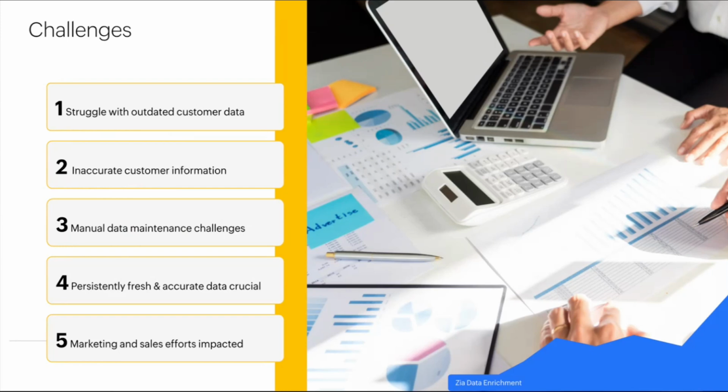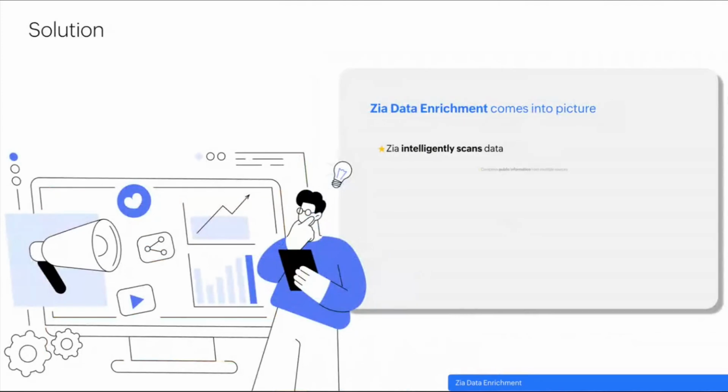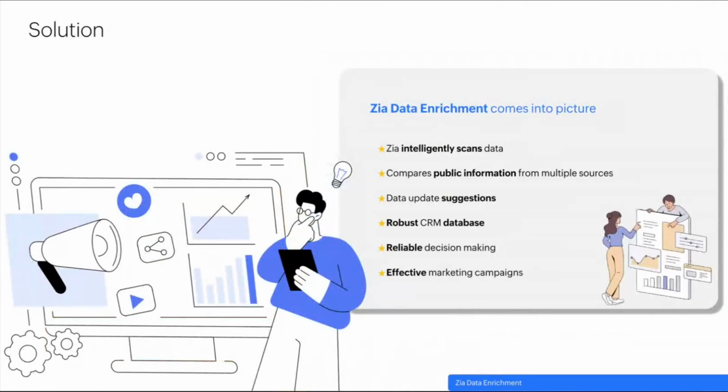Incorrect customer information is more than just a small issue, it's a big roadblock that could mess up the whole marketing plans and sales talks. Zilker's journey towards better data handling gets a big boost with Zia's data enrichment feature. What Zia does is intelligently scan through all the data, checking it against information from many public sources like social media, public databases, and professional networks. This way, Zia finds and suggests updates for any missing or old data, making the CRM database at Zilker much stronger. When the data is good and up to date, the decisions based on these data are more reliable.